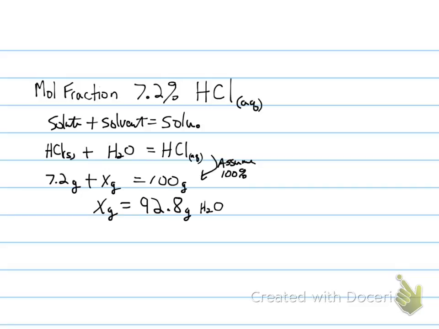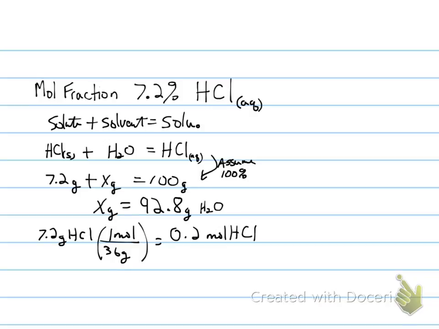So what we're looking for is the mole fraction of this solution. So let's convert our grams to moles. We have 7.2 grams of HCl, and we have 36 grams in 1 mole. That gives us 0.2 moles of HCl. We have 92.8 grams of water. Just reminding you, I'm dividing by the molar mass.